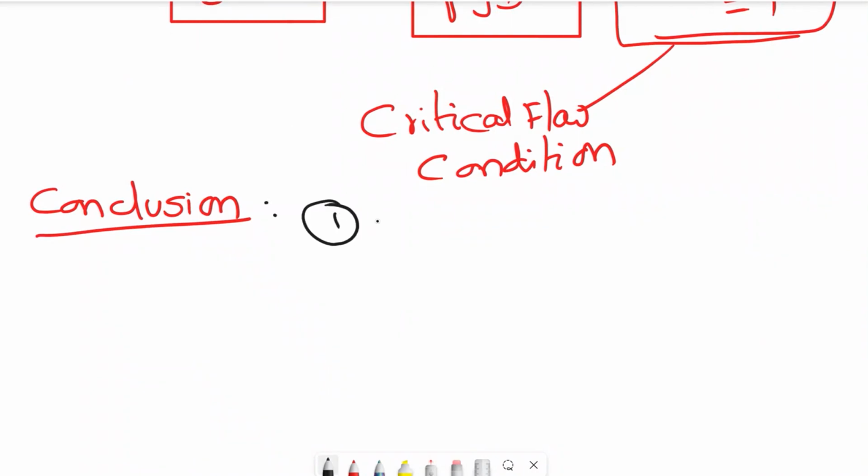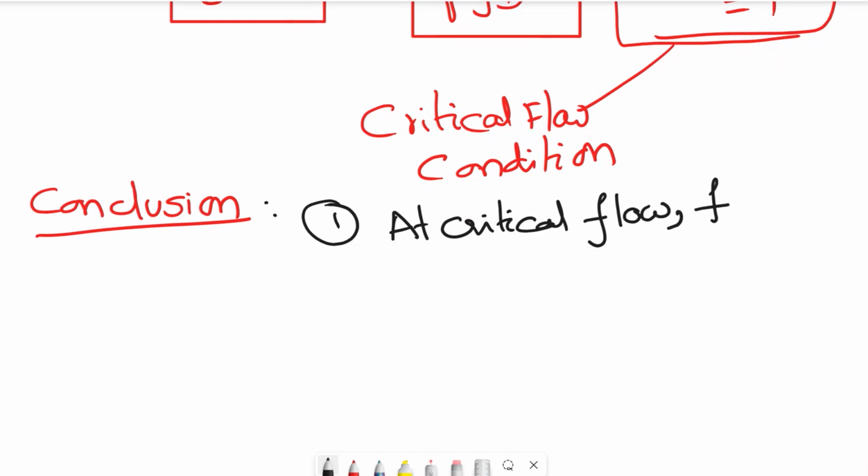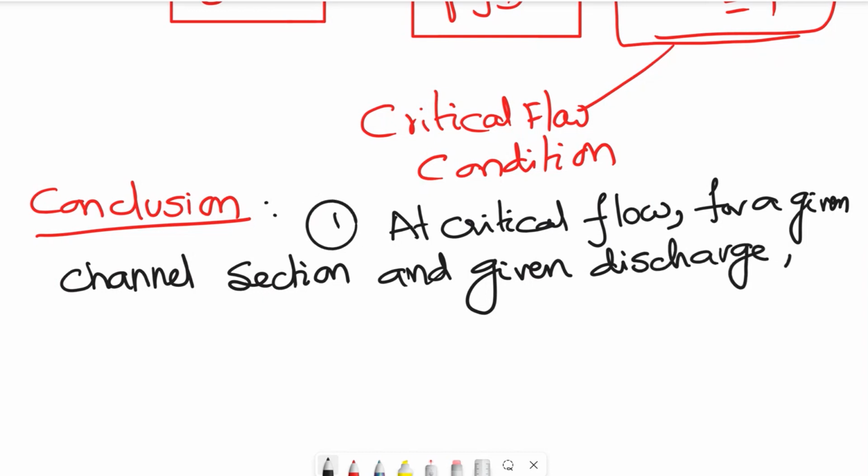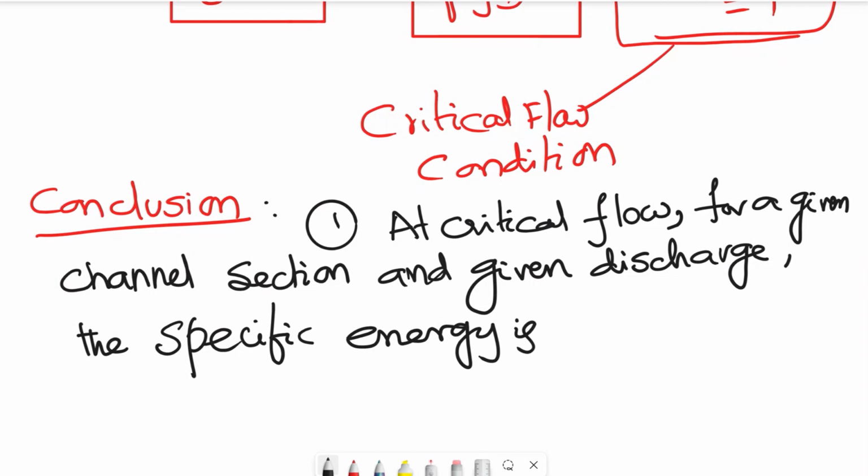Conclusion point number one: at critical flow, for a given channel section and given discharge, the specific energy is minimum. This is the first point.